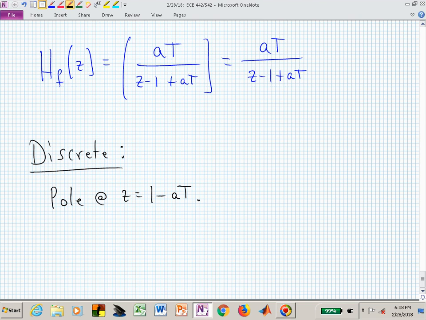Do we have any finite zeros? Are there any finite values of z that cause capital H sub F of z to vanish? No. So that seems to be consistent with what we had in the analog filter. What's the DC gain of this filter?